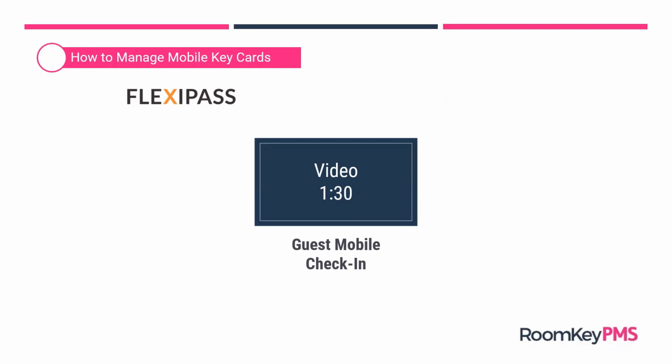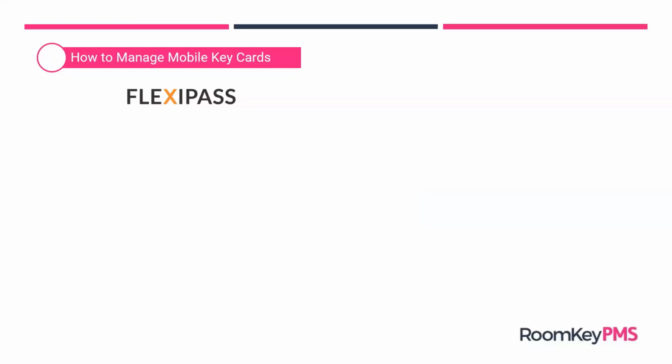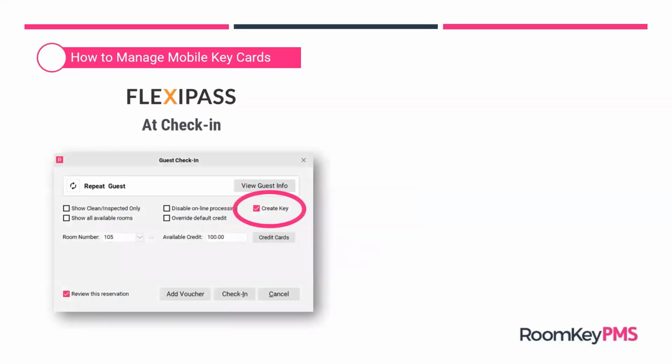Now, in RoomKey, when a guest has completed their mobile check-in and they've selected to have mobile keys as well, the front desk agent would still see their mobile check-in information. They'd be notified that the guest has completed the mobile check-in. So the front desk agent can then go forward and actually complete the check-in process for the guest. And the check-in process in RoomKey is going to look the exact same.